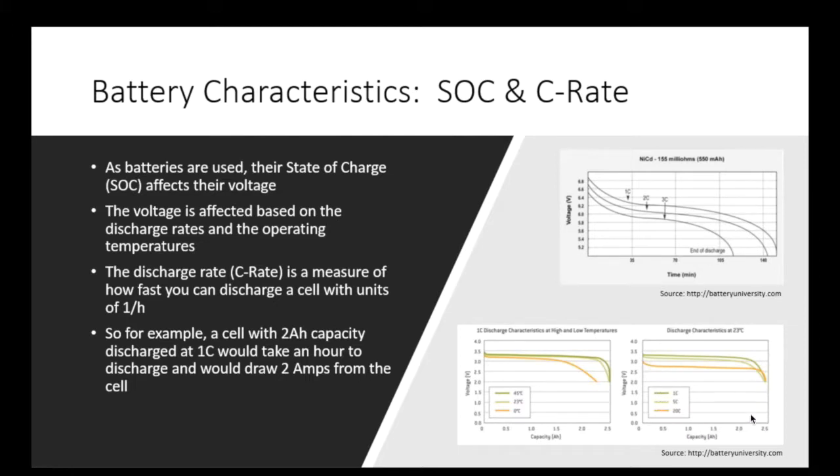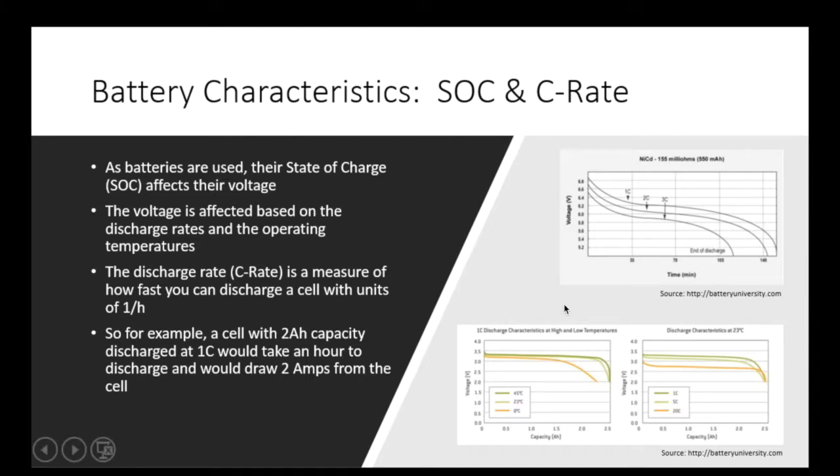If this is the total capacitance of the battery, towards the end of its steady charge, you'll have a lower voltage that you have access to than when you first begin the discharge. And this is affected by the rate of discharge along with the operating temperatures that you use the battery in.